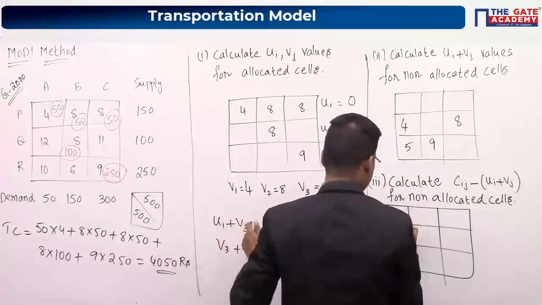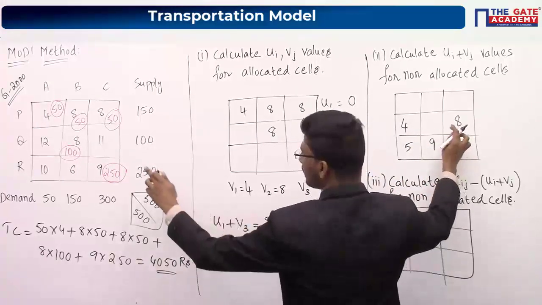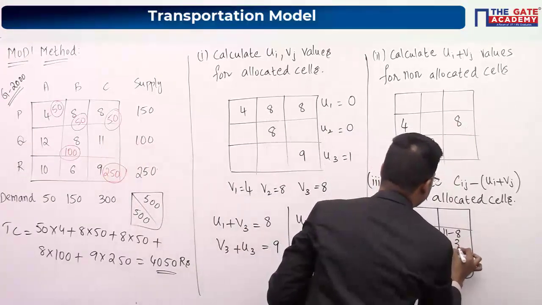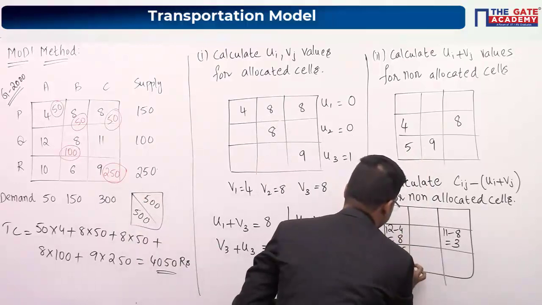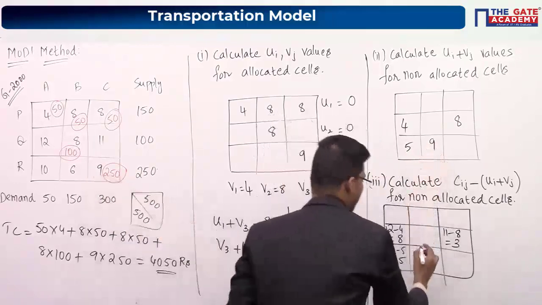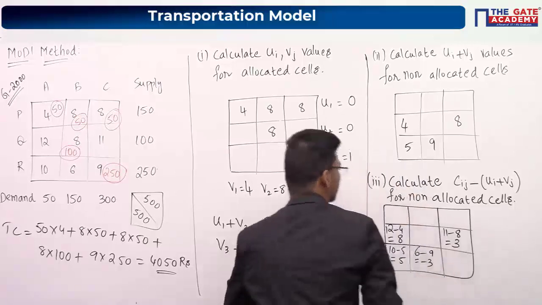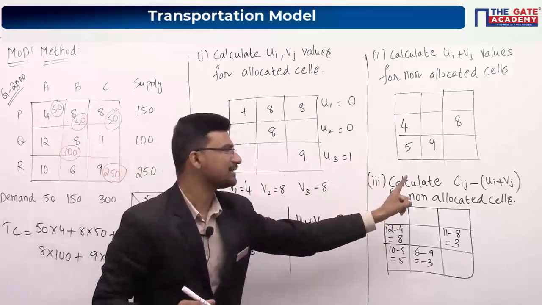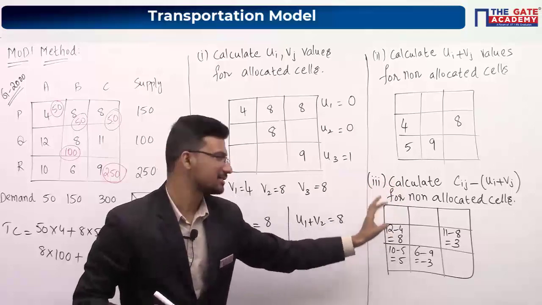So this will be 12 minus 4. It is 8. Here it is 11 minus 8, which is 3. And here it is 10 minus 5, which is 5. This one 6 minus 9, which is minus 3. We have calculated Cij minus Ui plus Vj values for the non-allocated cells.